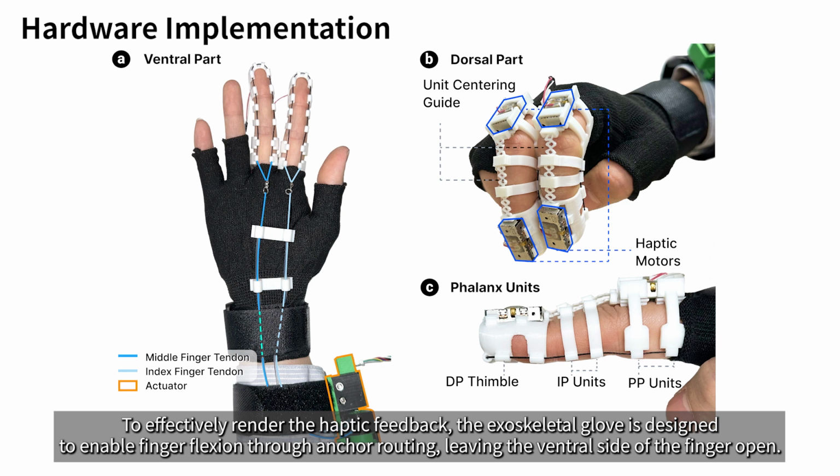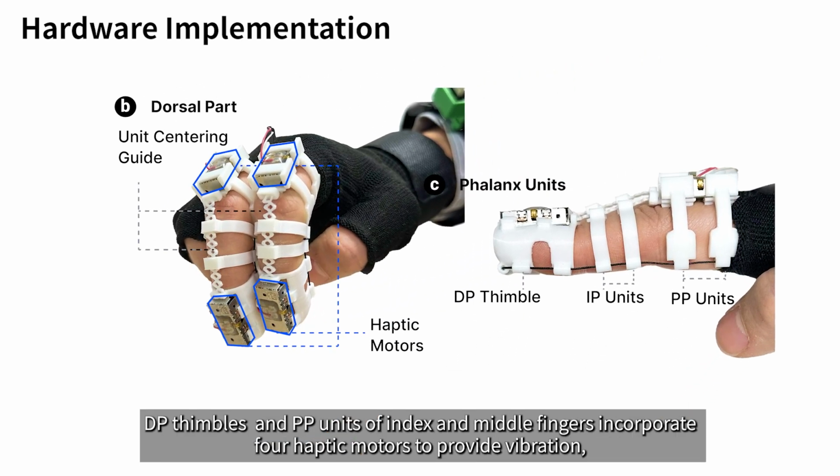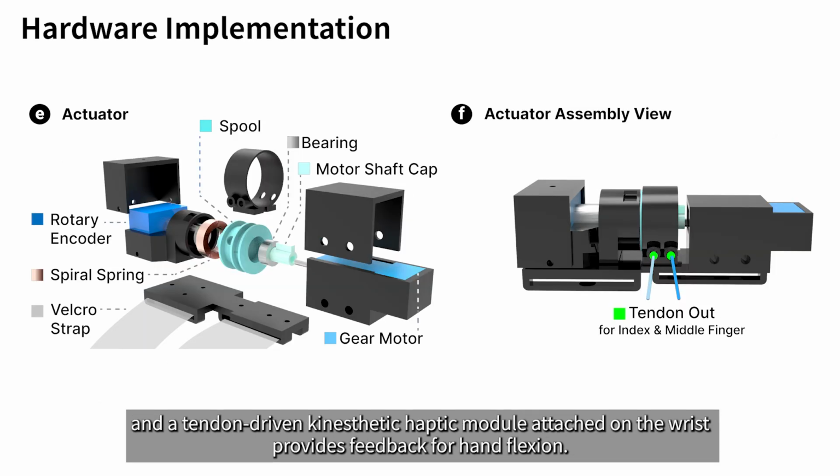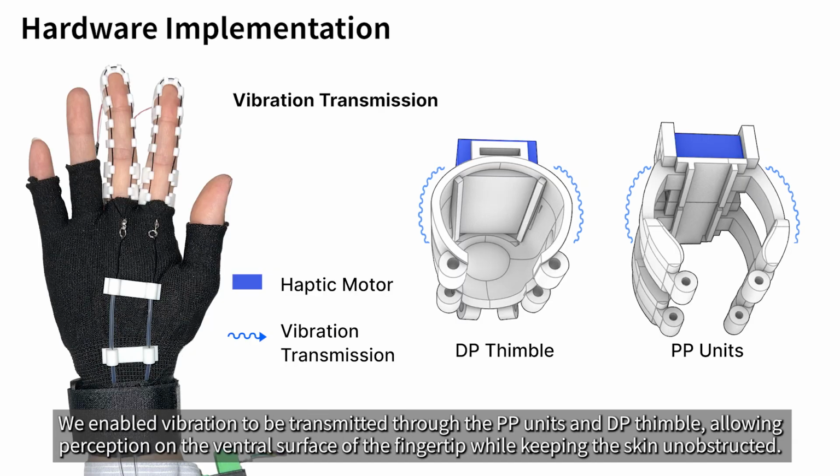To effectively render the haptic feedback, the exoskeletal glove is designed to enable finger flexions through anchor routing, leaving the ventral side of the finger open. Distal phalanx segments and proximal phalanx units of the index and middle fingers incorporate 4 haptic motors to provide vibration, and a tendon-driven kinesthetic haptic module attached on the wrist provides feedback for hand flexion. We enabled vibration to be transmitted through the proximal phalanx units and the distal phalanx segment, allowing perception on the ventral surface of the fingertip while keeping the skin unobstructed.